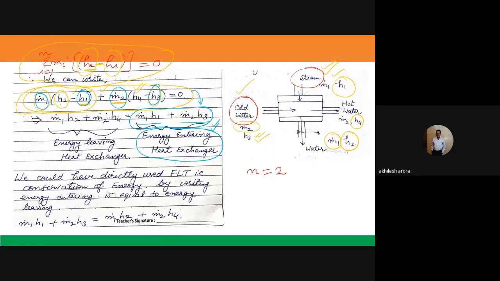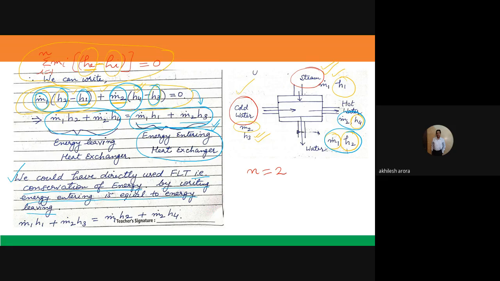And similarly whatever is remaining, it is m1h2 and m2h4. And you can see here, m1h2 and m2h4, this is the energy leaving the heat exchanger. So this is energy leaving the heat exchanger. Okay, so this equation we have derived from the steady flow energy equation. We could have directly used the first law of thermodynamics also, that is the conservation of energy principle, by writing energy entering is equal to energy leaving.